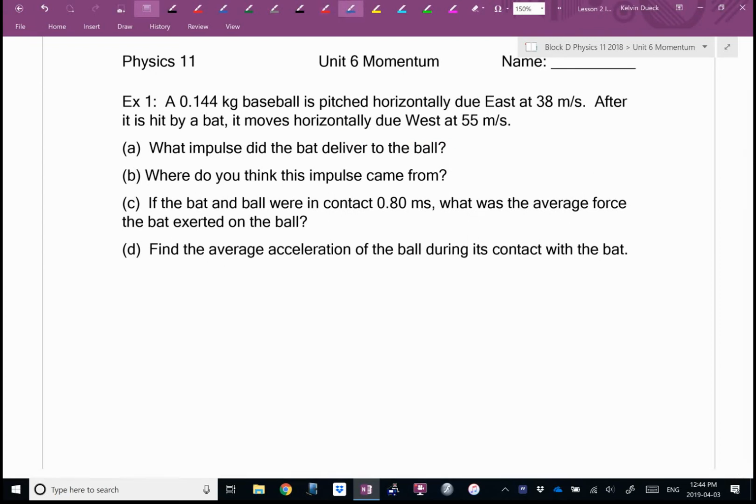Antonio, what does A want me to find? What's another word for impulse? Change in what? How will I write that? Change in momentum. I usually start there.